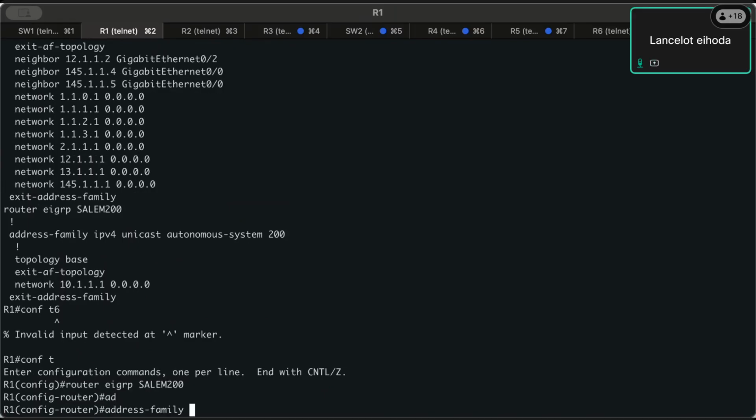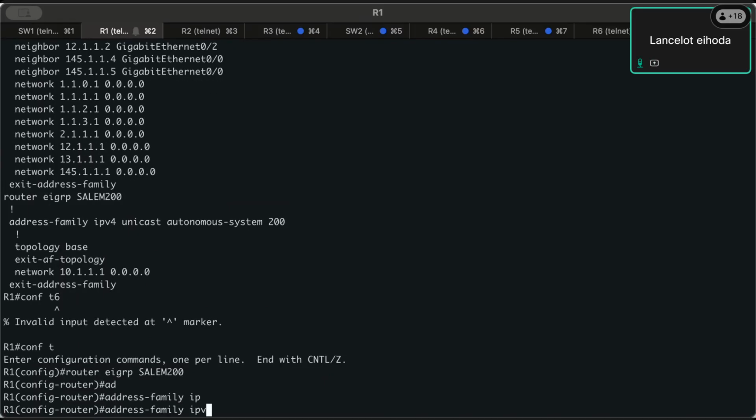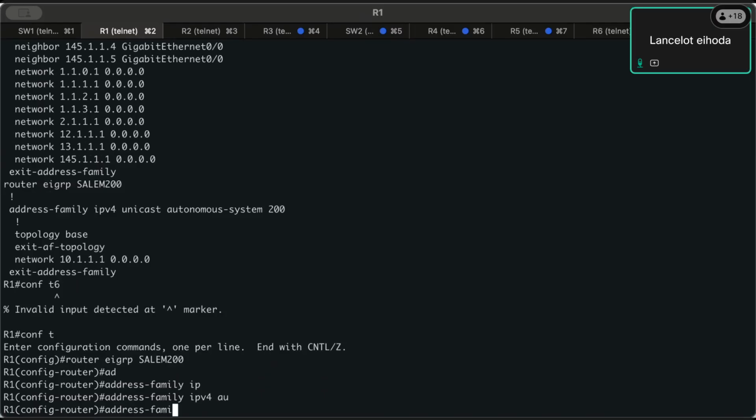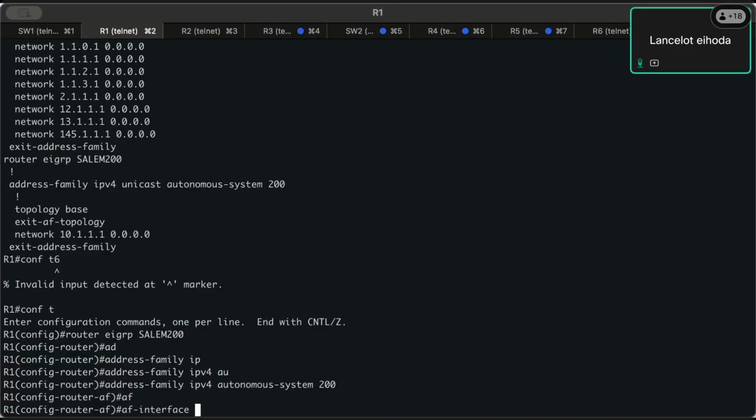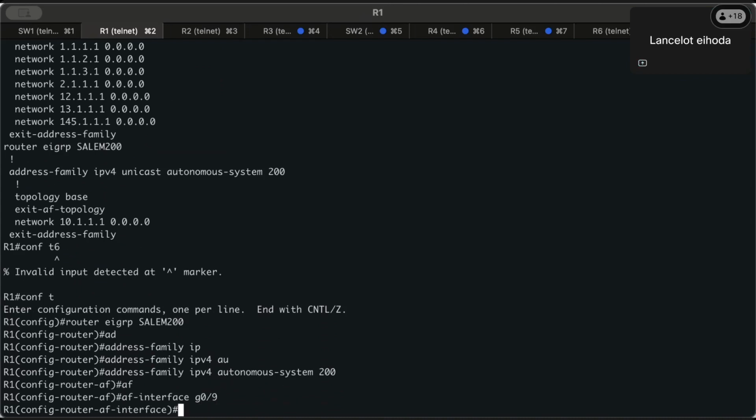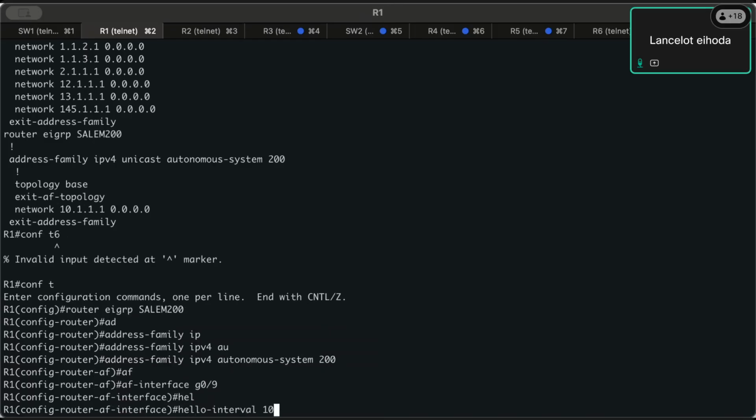Remember, you still have to go to that address family, IPv4. The autonomous system for this one is what? 200, right? Yes. And remember, we have to go to the interface Gig 0/9. And then they said the hello interval should be what? Twice the default, so that will be 10. We'll be going from 5 to 10. So we'll now say hello interval 10.